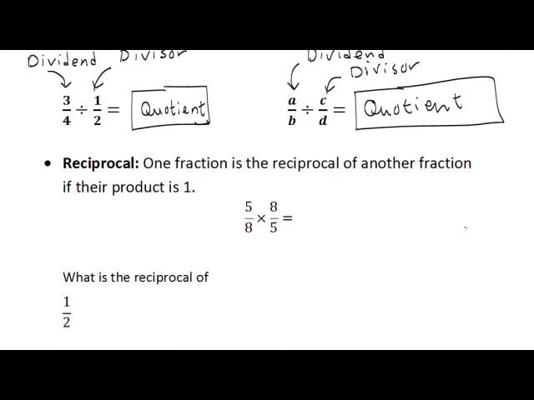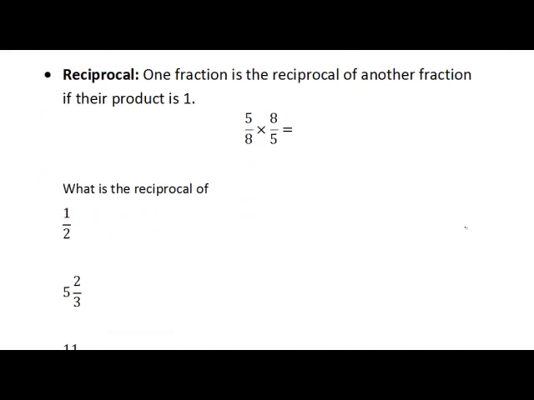Now we need to understand what a reciprocal is, and then we can start to do our division of fractions. One fraction is the reciprocal of another fraction if their product is 1. You remember that product is the solution to multiplication. So if we multiply two fractions together and we get a solution of 1, then we know they are reciprocals of each other. For instance, 5/8 multiplied by 8/5.